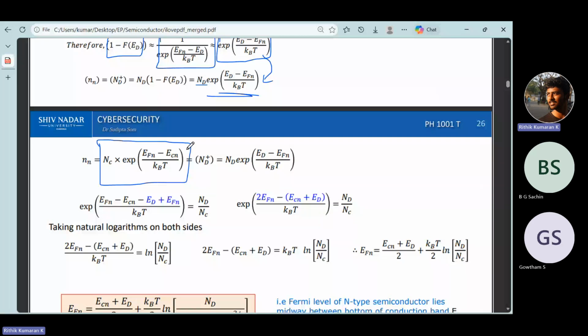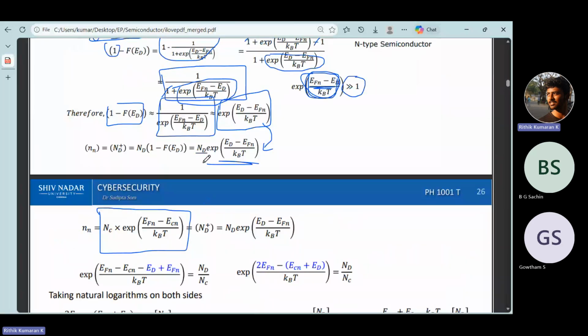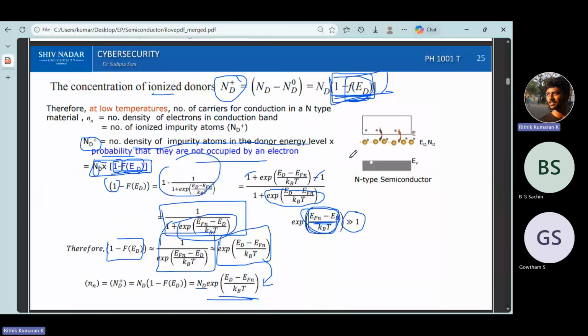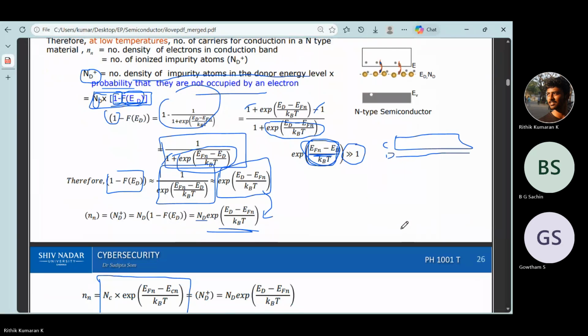So basically, what are these two different terms now? In case of N type, you will have the conduction band, you will have a donor band, and also you will have a Fermi level there.